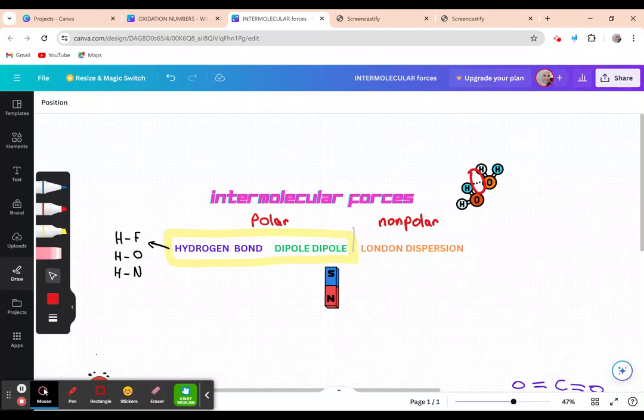Intermolecular forces are the forces between two molecules. For example, two molecules of water here, so what is inside them, or what type of forces is called intermolecular forces? Intermolecular forces can be polar or nonpolar. Polar intermolecular forces can be hydrogen bond or dipole dipole. Nonpolar is the London dispersion.